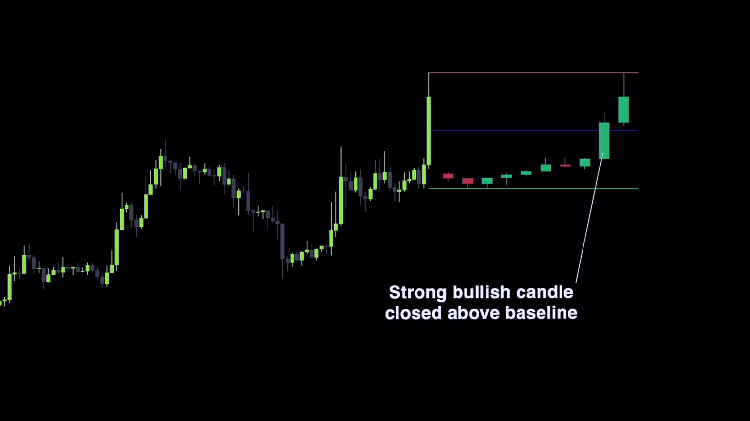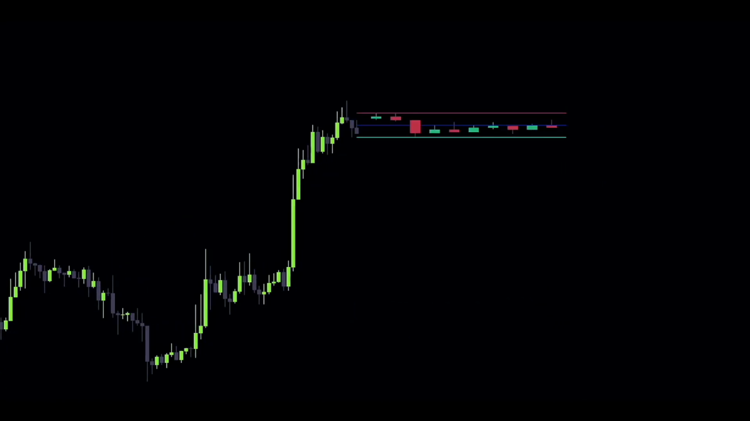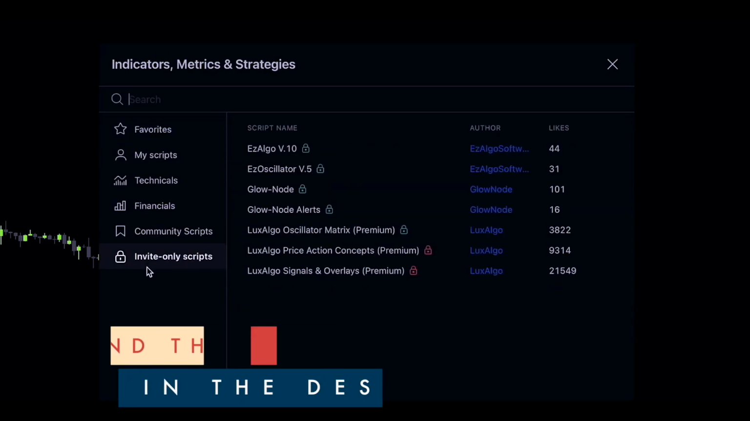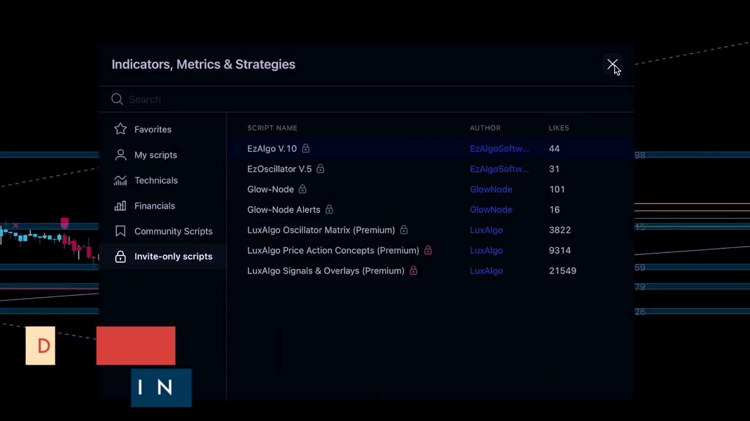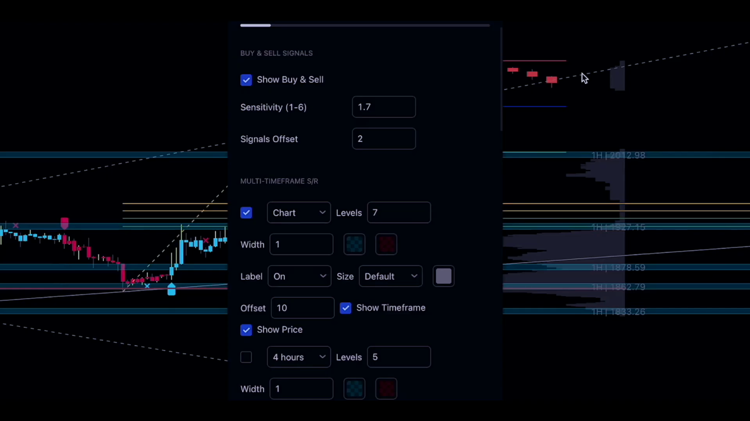Of course, it's never wise to rely solely on one indicator for your trades. Think of this as just another confirmation tool to add to your arsenal. What I like to do is to combine it with Easy Algo B10, which has been extremely reliable for countless traders. Unlike basic indicators like RSI or moving averages, Easy Algo comes with some unique features. Let me show you how to set it up for price action trading.